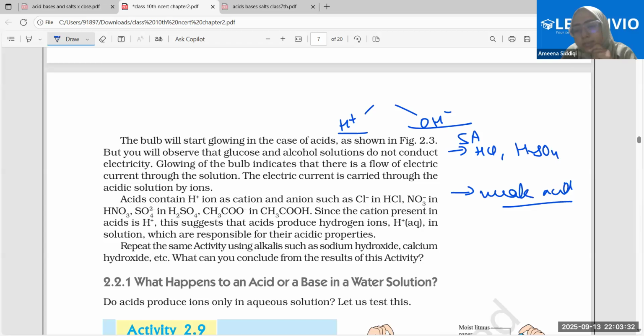Acetic acid. See, all the organic acids are generally weak acids. All the lactic acids, all the organic acids, good. What is the difference between the mineral and the organic acid?